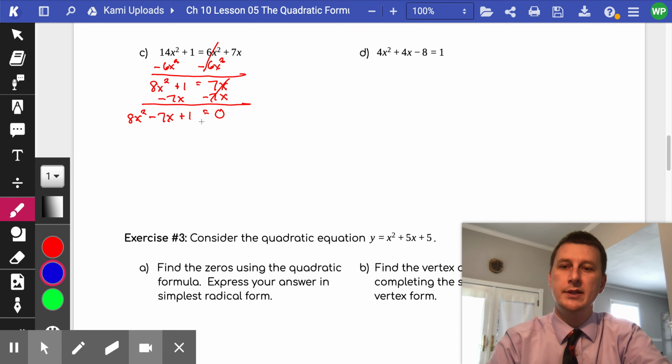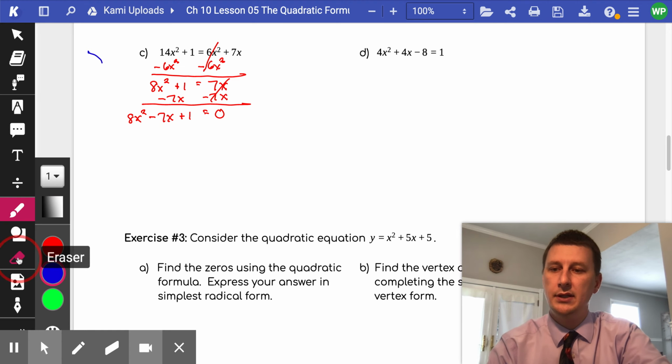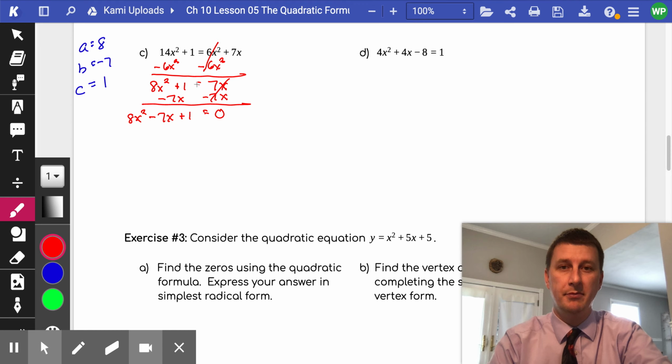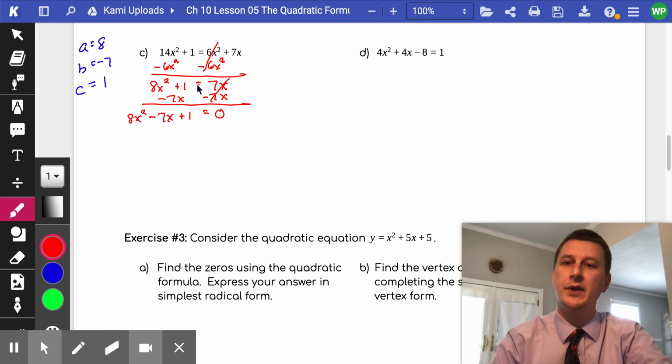So the next thing I want to do, now that I have the standard form of a quadratic right here, is I want to list out my a, b, and c values. So I want to list out what my a equals, and that's going to be 8. B is going to equal -7, and c will be 1. After I have my a, b, and c values, I'm ready to proceed with my quadratic formula. So what I'm going to do here is I'm going to have x equal -b plus or minus the square root of b squared minus 4ac, all divided by 2 times a.